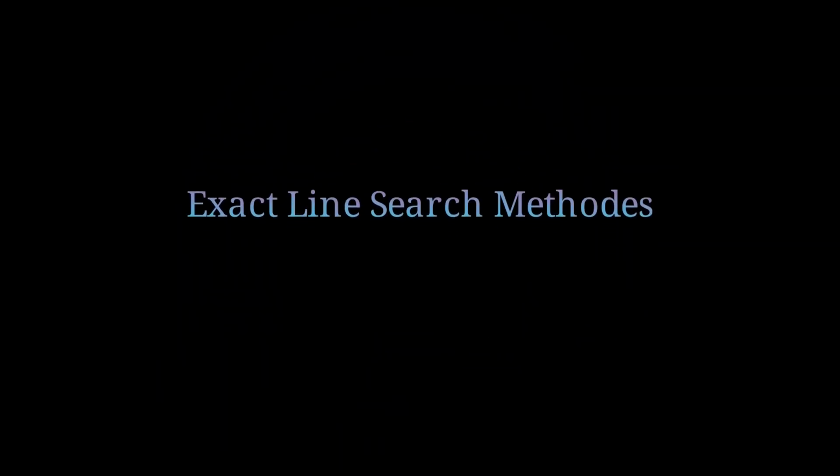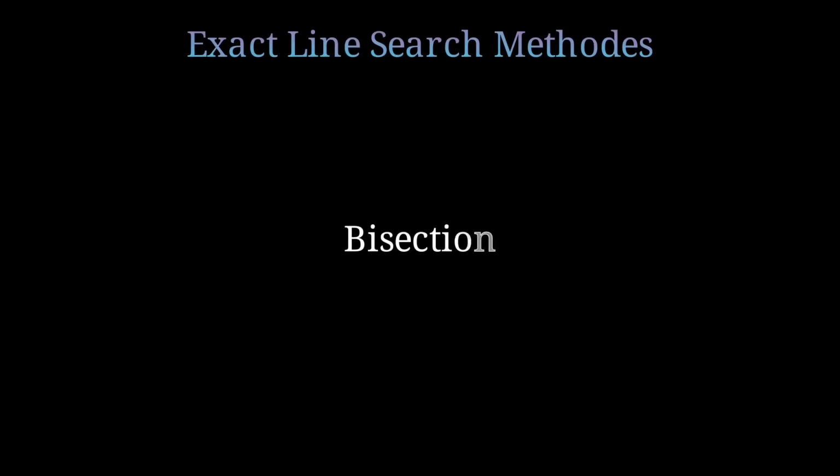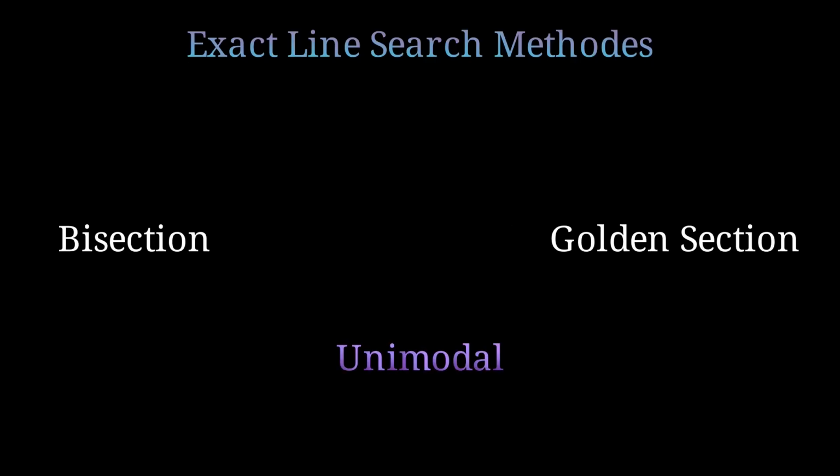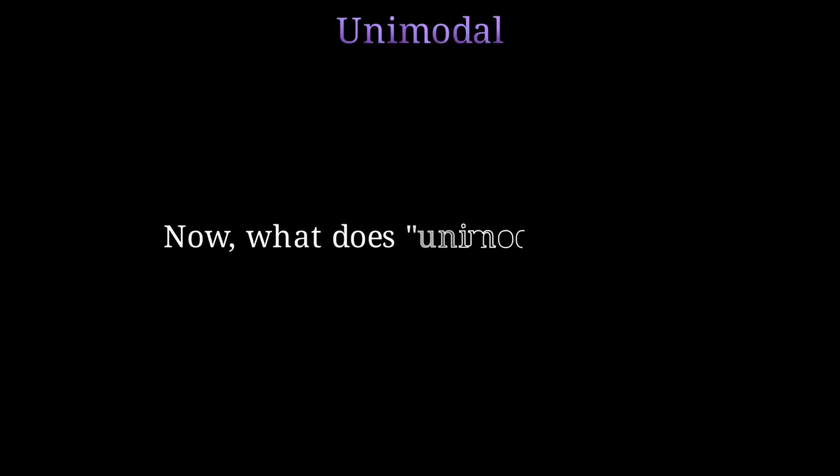Today we will be talking about two exact line search methods, bisection and golden section. For both these methods to work, the function has to be unimodal inside a given interval. Now the question is, what does unimodal mean?